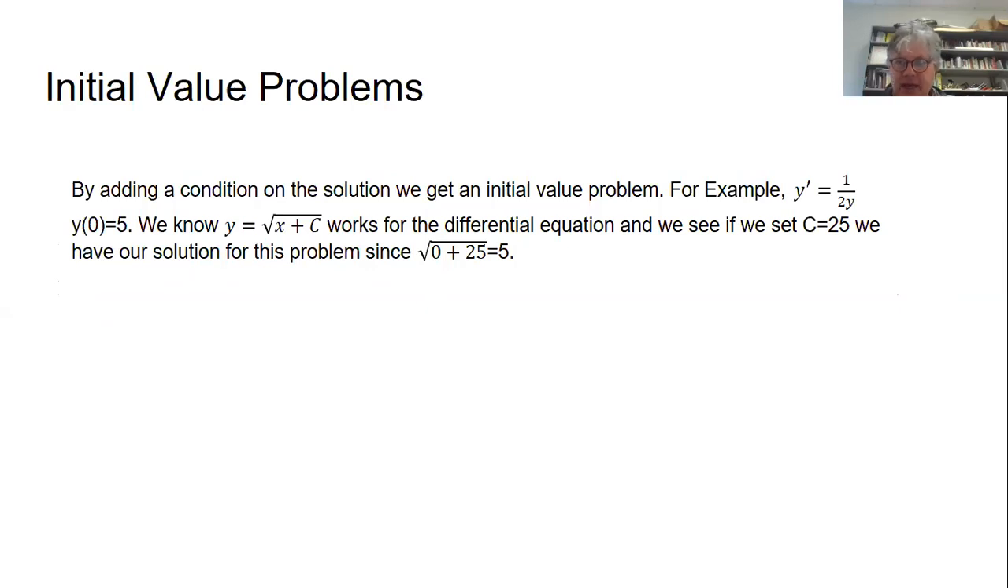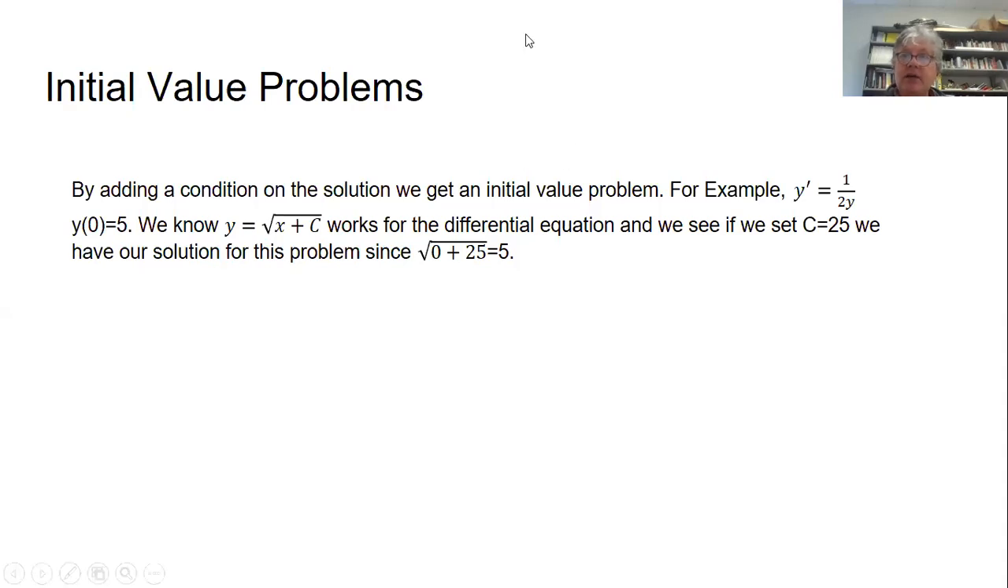So as I said, there are infinitely many solutions to a differential equation. The way that you hone in on just one function as a solution is you make it an initial value problem. So you give some condition on the solution that restricts what the solution is. For example, in that problem y prime equals 1 divided by 2y, if we also say that at 0, y should be 5, then we want to find a c that satisfies that initial condition. We know square root of x plus c works because we've verified that it's a solution. So then we just plug in 25 for c and 0 for x, and we see that square root of 0 plus 25 is square root of 25 is 5, and that's what y of 0 should be. So again, you verify it by just plugging in, and that's how you go about doing that.